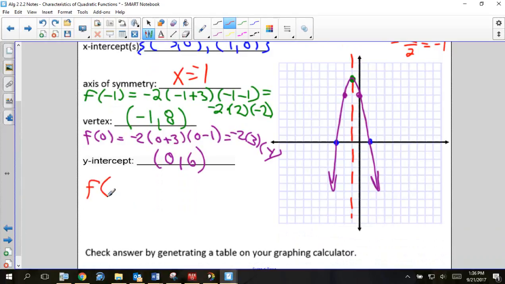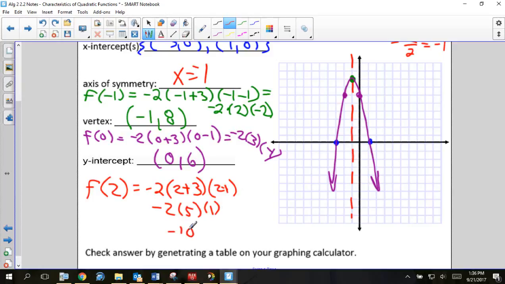What would you plug in? 2. Yeah, I'd do 2. So I do -2 times 2 plus 3 times 2 minus 1. So I get -2 times 5 times 1, -10. 2, -10. And then that mirror point.